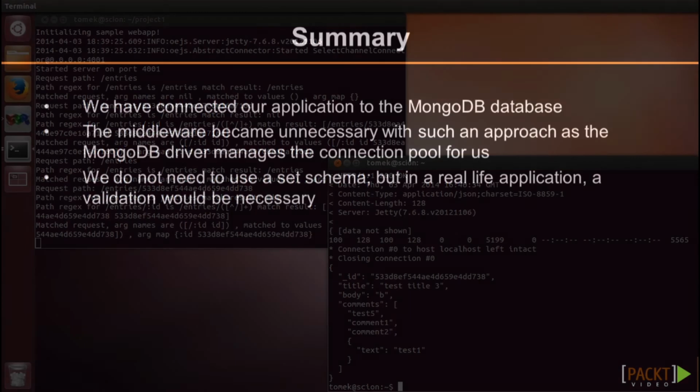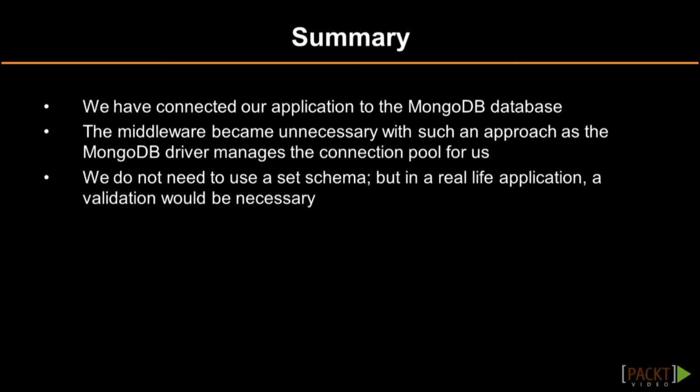This concludes the database connectivity section. In this video, we have connected our API to the MongoDB database to utilize the flexible schema and simple connection pool management. In the next section, we'll use Clojure to access the API from a browser and to process its result.